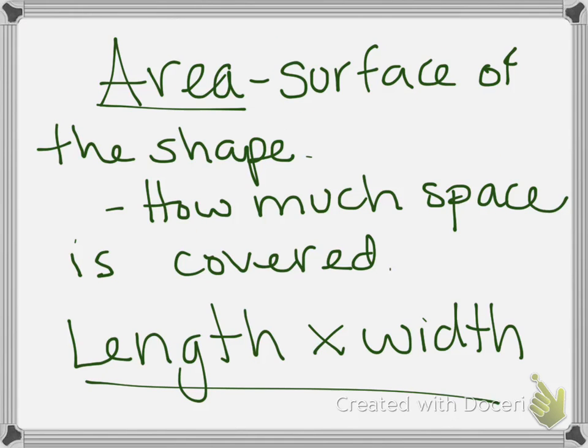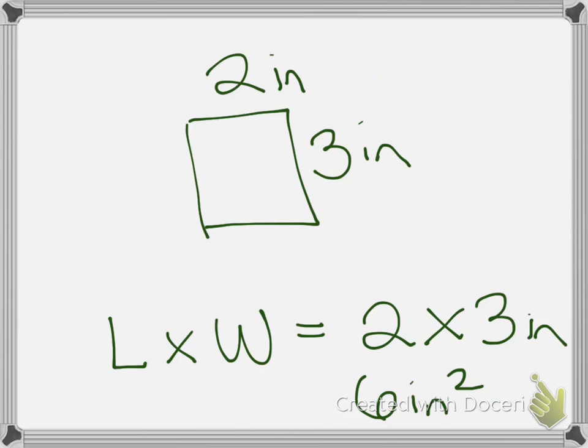So next we're going to move on to area. This is the surface of the shape, or how much space is colored. And we measure that by doing length times width, or actually solving our dimension. So on this one, this is 2 inches by 3 inches. That basically means that if we were to draw boxes, this is 2 inches and this is 3 inches here. So it's our length times our width, which would be 2 by 3. 2 times 3 is 6.